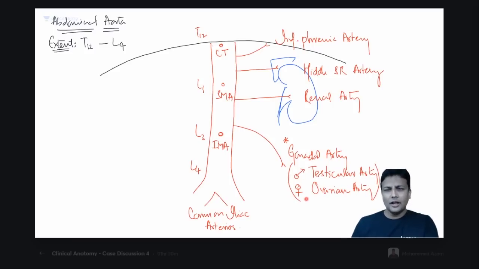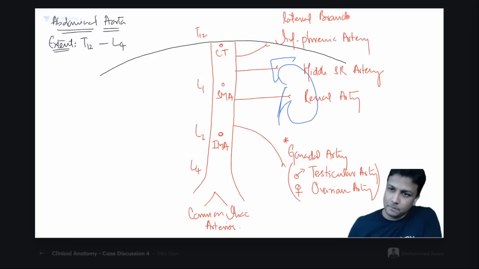Is it okay? And in recent exams, they have already asked this question. Testicular artery is a branch of which one? Answer: abdominal aorta. Ovarian artery is a branch of which one? Yes, the answer is abdominal aorta only. So we can clearly see all these four are the lateral branches of the abdominal aorta.